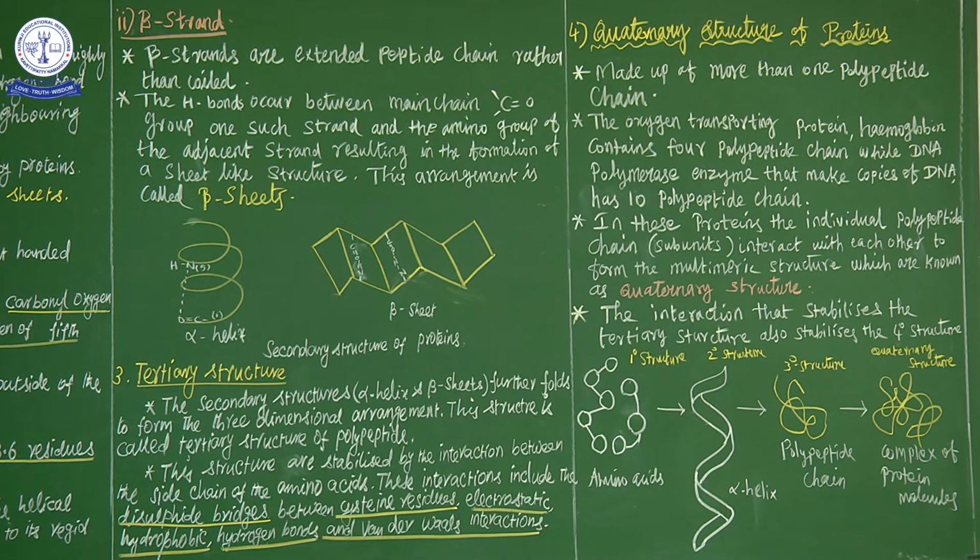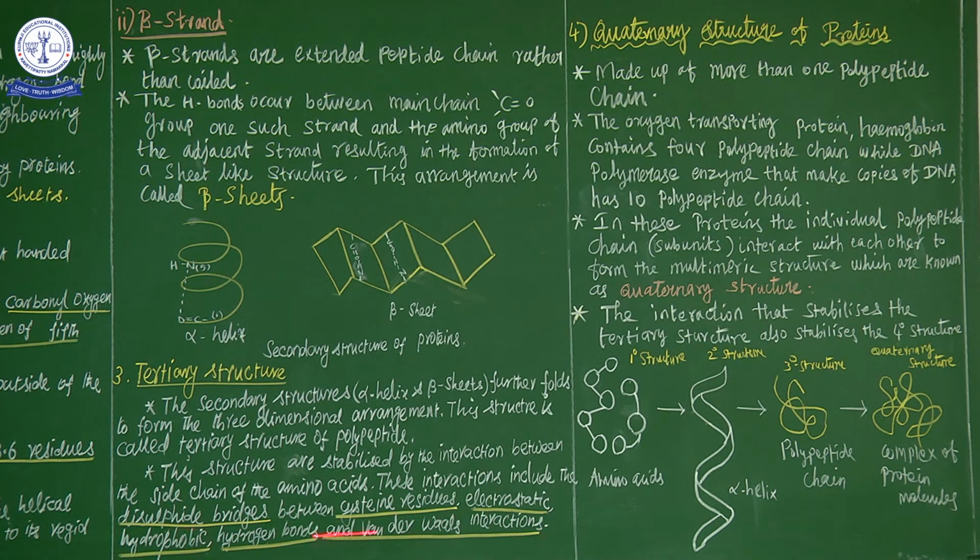So இதில் என்ன ஆகுது, interaction நடக்குது between the side chain of the amino acid. That means alkyl group சேர்ந்து participate பண்ணுது. So these interactions include the disulfide bridges between cysteine residues. Because cysteine is one of the amino acids which contains sulfur. So cysteine amino acid என்ன present ஆயிருக்கு, sulfur present ஆயிருக்கு. So அங்க என்ன bond form ஆகும், disulfide bridges form ஆகும். The bond formed in between the two sulfur atoms.